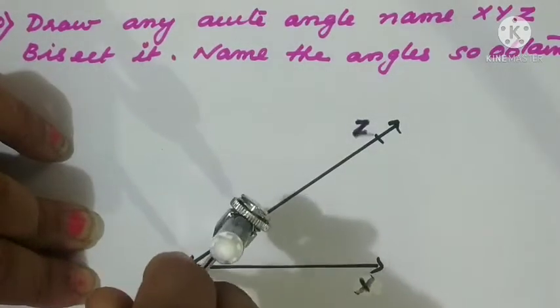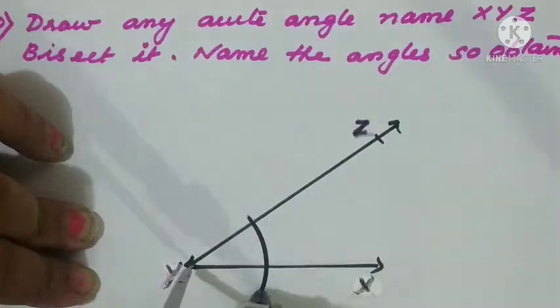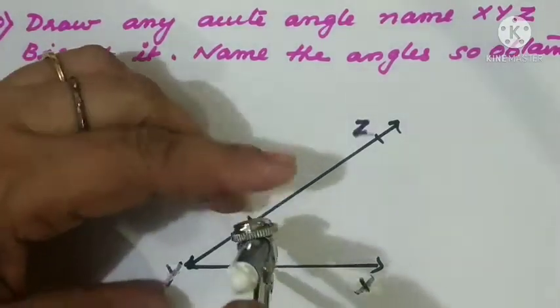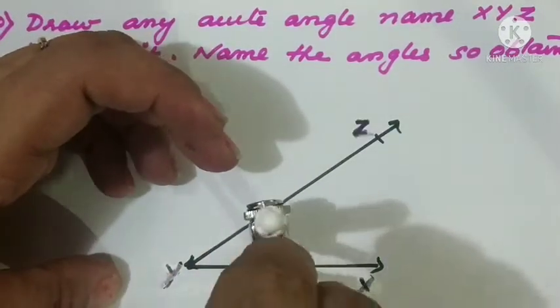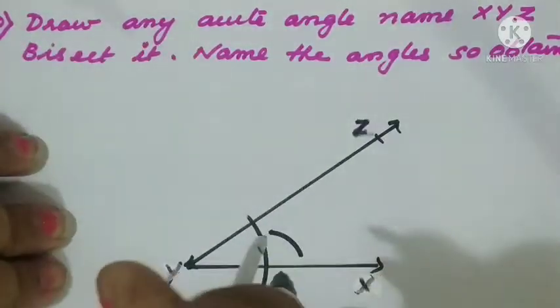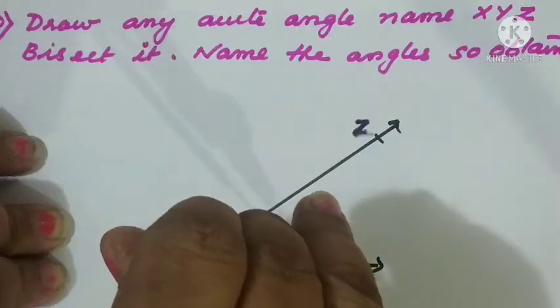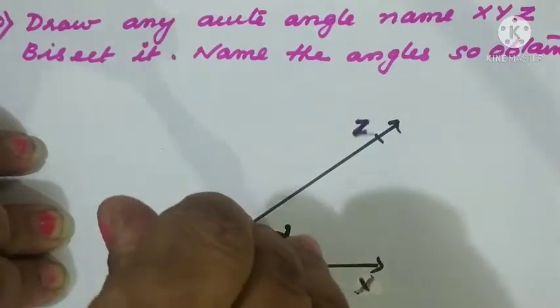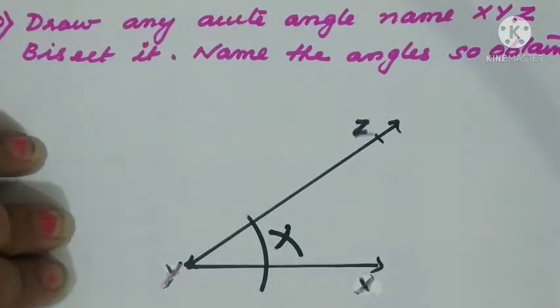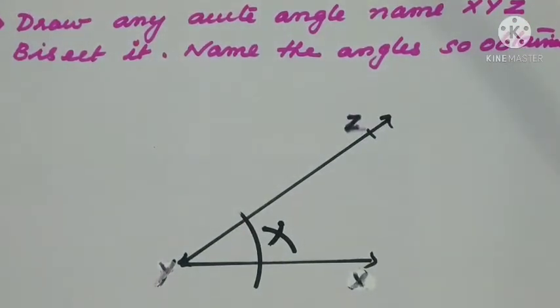Draw an arc, keeping the compass at Y. Again, a radius of more than half has to be taken, and draw two arcs from here and from this side. Okay, so we have drawn the arcs for the bisector.